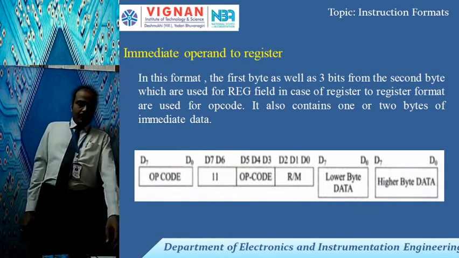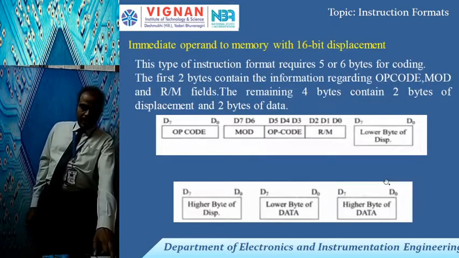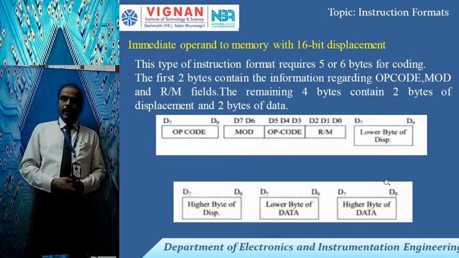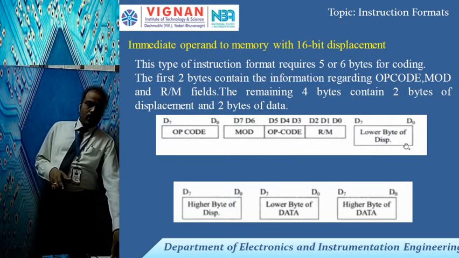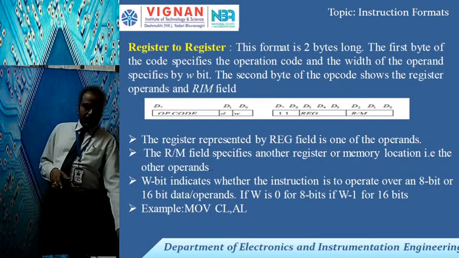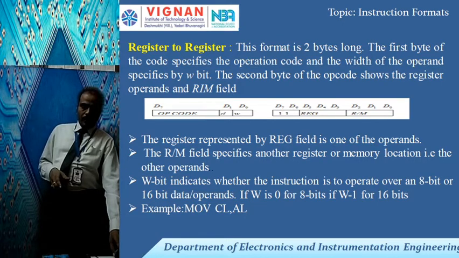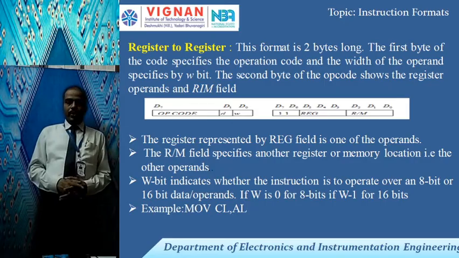Here it is the same, but we have only data. If it is 8-bit data, only 1 byte; if it is 16-bit data, we have 2 bytes. The last one is immediate operand to memory with some displacement. With a 16-bit displacement, we have an extra 2 bytes: the lower byte of displacement and the higher byte of displacement. So this is about the instruction formats. With this I am going to conclude the topic. In the next class we will discuss the addressing modes of the 8086 microprocessor.